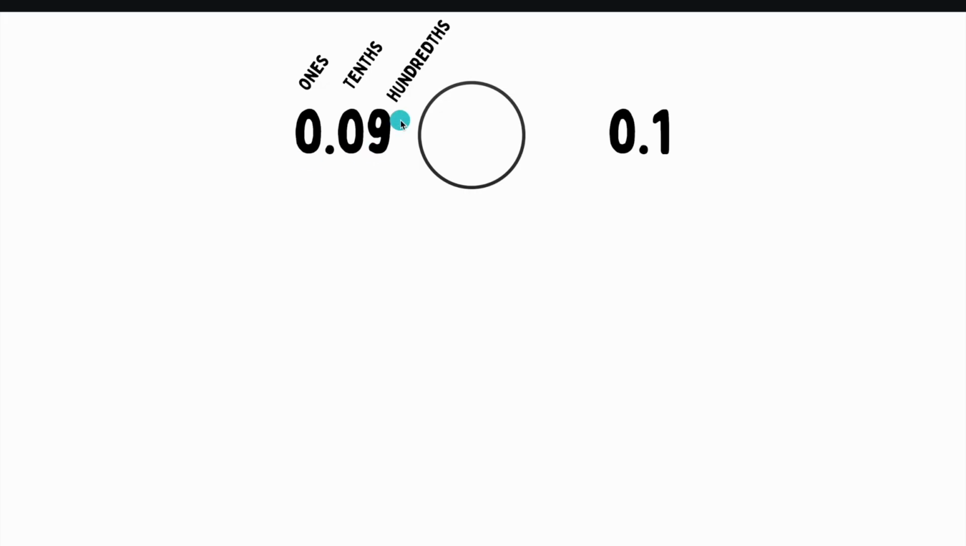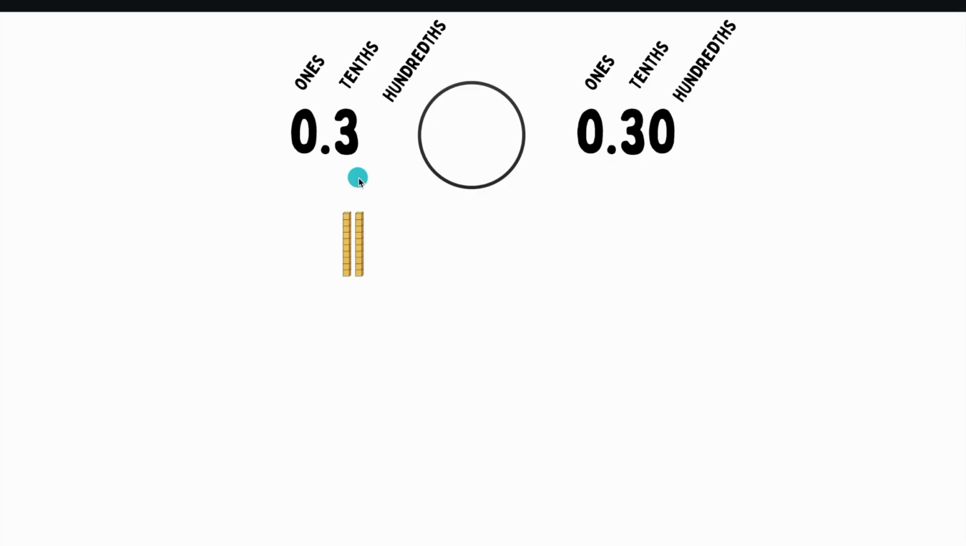Let's compare 9 hundredths and 1 tenth. We have 0 ones, 0 tenths, and 9 hundredths. Here we have 0 ones, 1 tenth, and no hundredths. We notice that 1 tenth is more than 9 hundredths because we have to look at the ones first and then the tenths. 0 tenths, and here we have 1 tenth. So 0.1 is greater than 0.09.